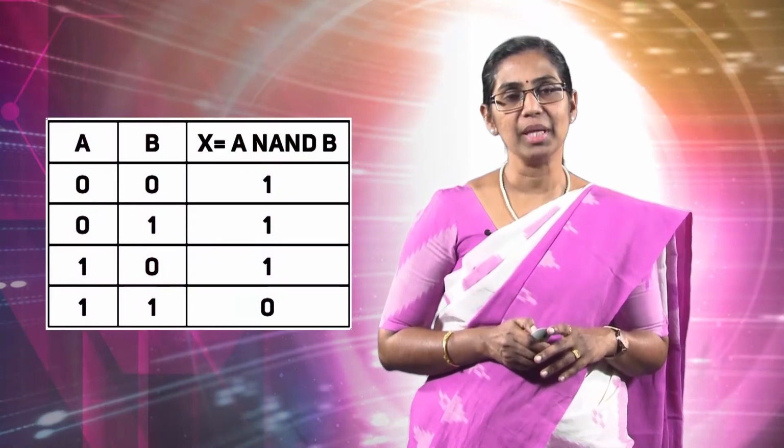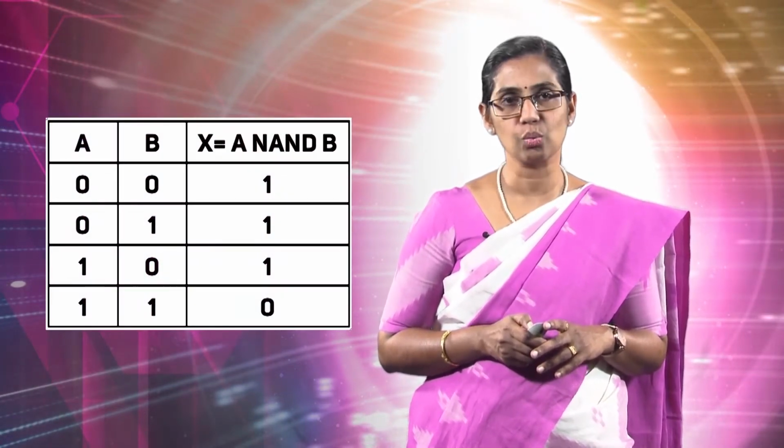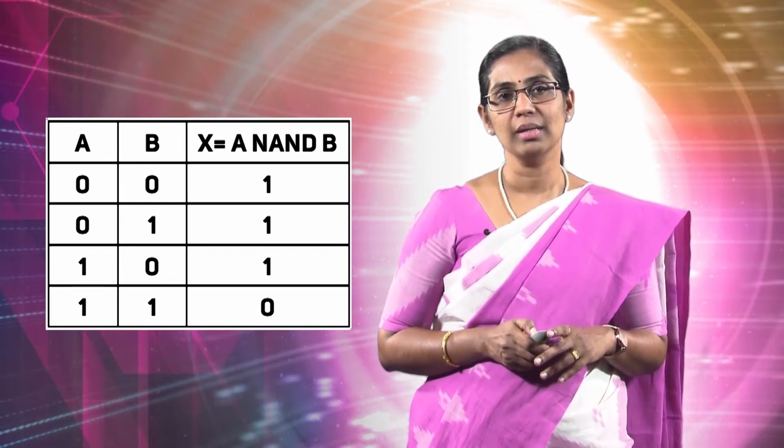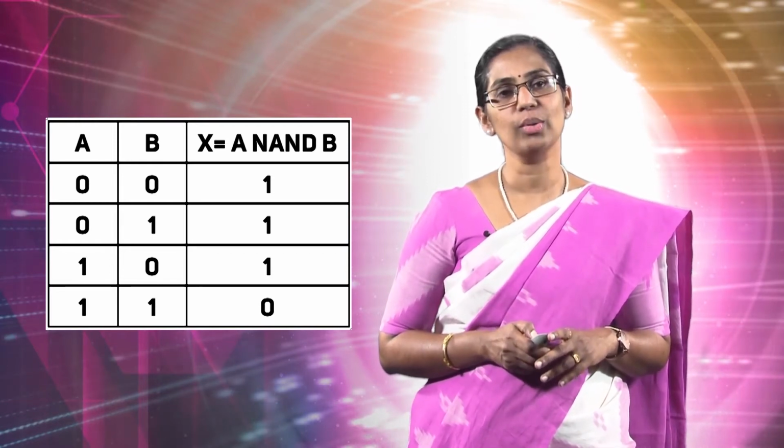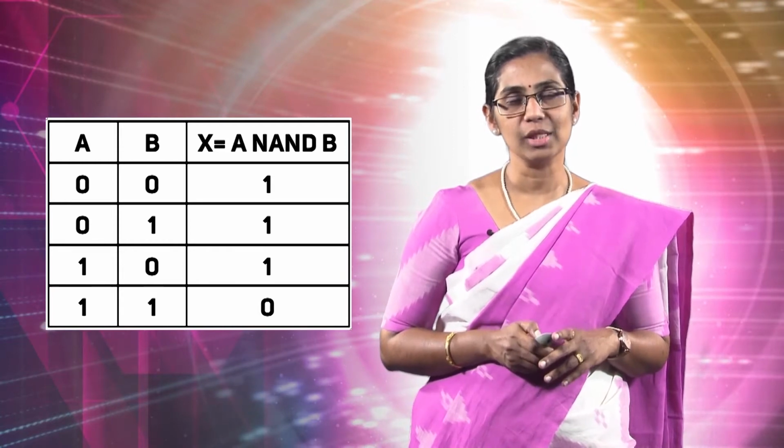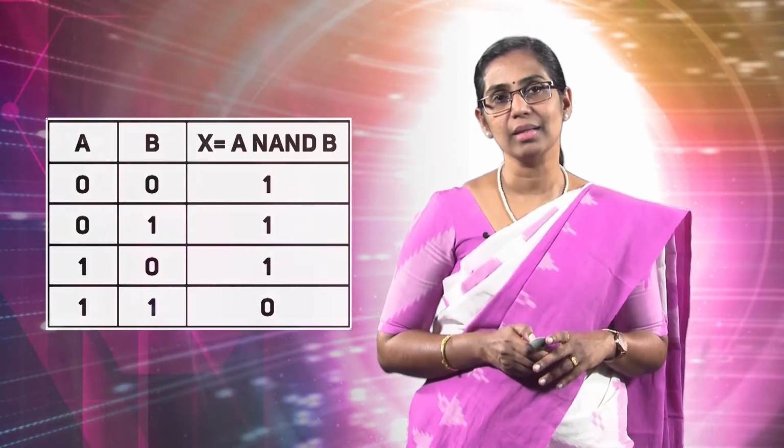A NAND gate produces a high output when any of the input is low. That is, if any of the input to the NAND gate is 0, output will be 1. If both inputs of the NAND gates are 1, then the output will be 0. So, the truth table for NAND gate will be like this. For a and b 0, 0, the result is 1. For 0, 1, the result is 1, for 1, 0, it is 1, and for a is 1 and b is 1, the result is 0.